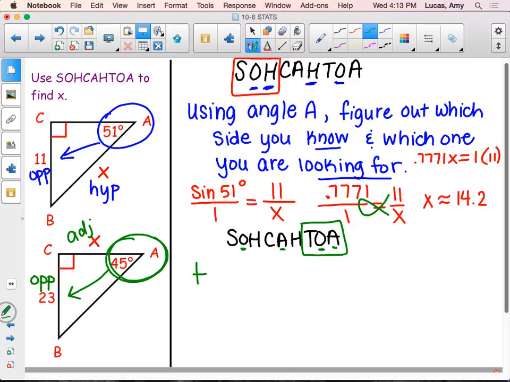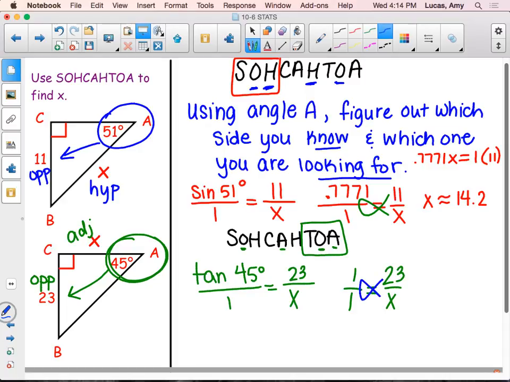So tangent, 45 degrees, put a 1 under it to make it a fraction. Tangent is opposite over adjacent, so 23 over x. Then use your calculator to do the tangent 45 degrees. Well, the tangent 45 degrees is 1. So look at the proportion that we have to solve here. Cross multiply and divide. 23 times 1 is 23. 23 divided by 1 is 23. So x equals 23.